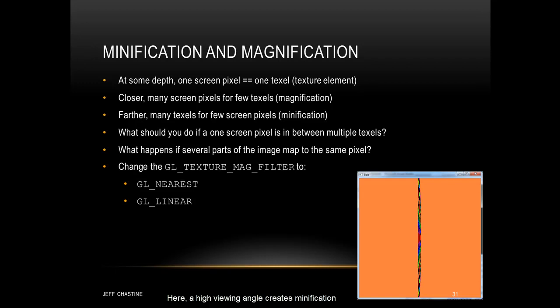So a basic problem is, what do you do if you have one screen pixel that's in between multiple texels? Another question that we have to answer is, what do you do if you have several parts of the image mapped to the same pixel? Well, the solution to this is we have to pick between GL_NEAREST and GL_LINEAR.